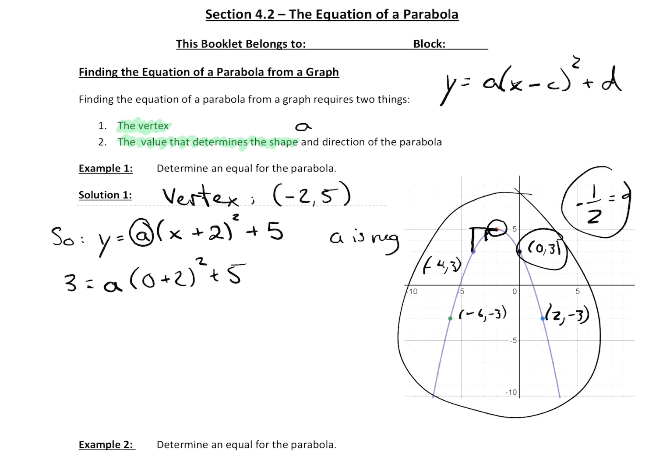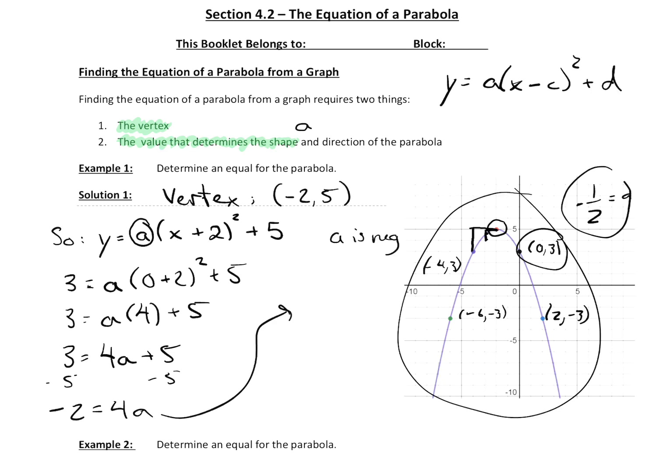So 3 equals a, we have 2 squared, so times 4, plus 5. So now we have 3 equals 4a plus 5. Subtract 5 from both sides. -2 equals 4a. Divide both sides by 4. -2 over 4 equals a, or -1/2. So you can see we worked it out mathematically, but we also worked it out intuitively here.